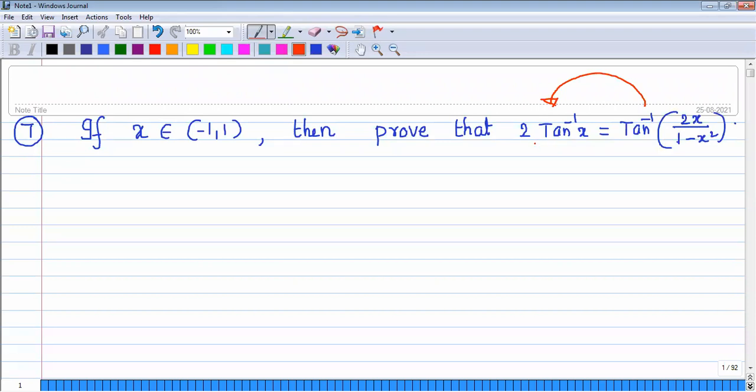So if you are asked to prove 2 tan inverse x is equal to tan inverse of 2x by 1 minus x square, it is enough to prove that tan inverse of 2x by 1 minus x square is equal to 2 tan inverse x. LHS is equal to RHS, or RHS is equal to LHS, we can prove. Now let us consider RHS. This is the condition given, leave this condition. Consider the right hand side, that is tan inverse of 2x upon 1 minus x square.